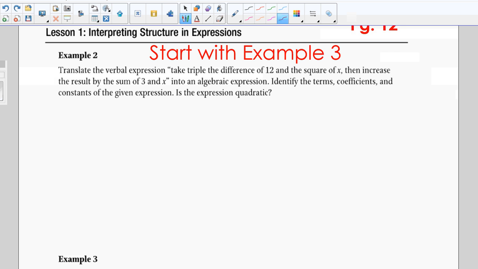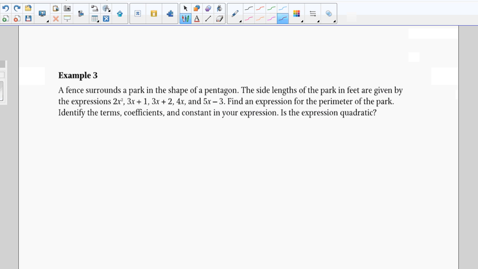This is on page 12. Alright, so it says a fence surrounds a park in the shape of a pentagon. Pentagons have 5 sides. The side lengths of the park in feet are given by the expression. Here's 1, 2, 3, 4, and there's your fifth side. Find an expression for the perimeter.